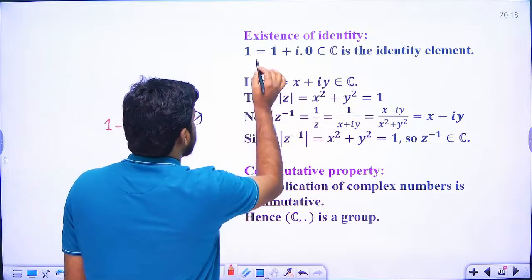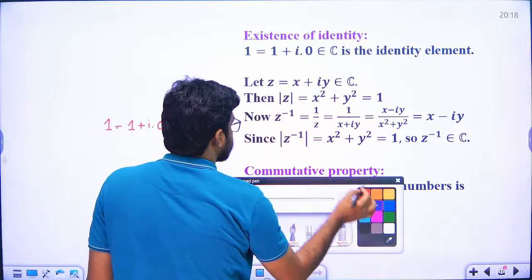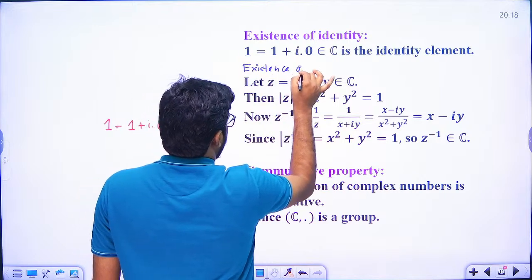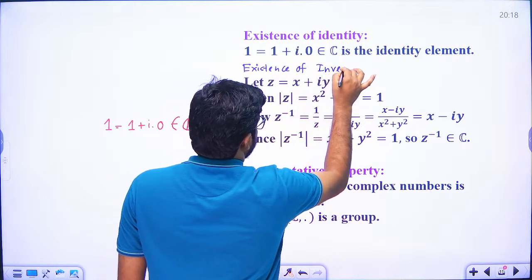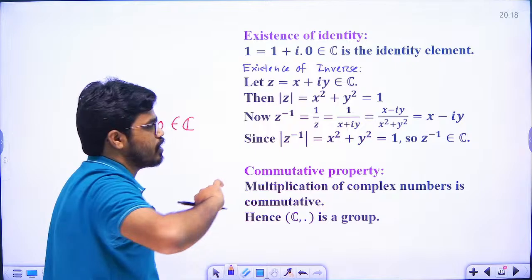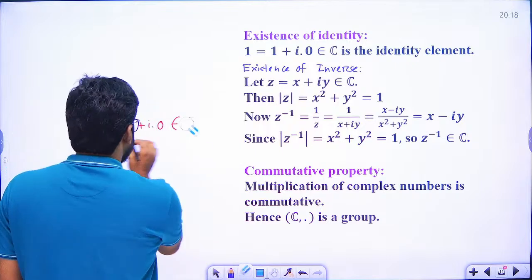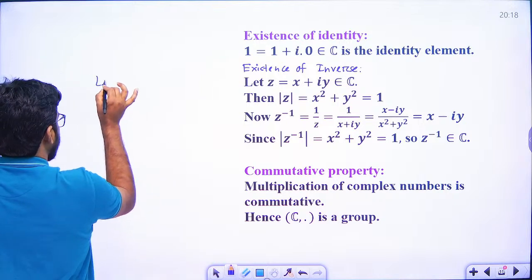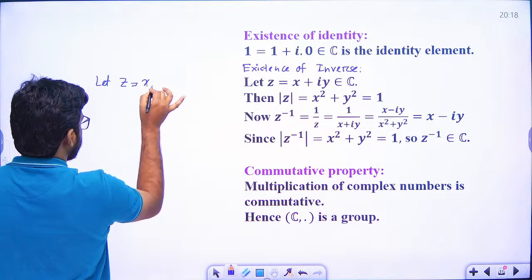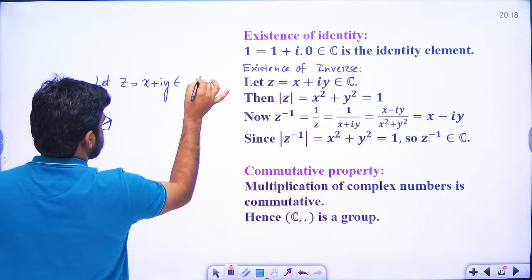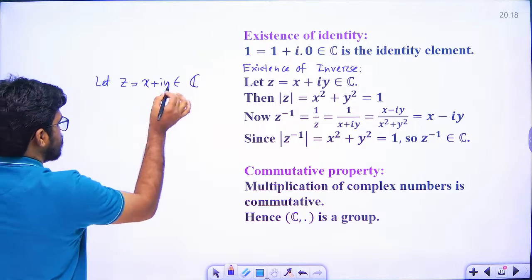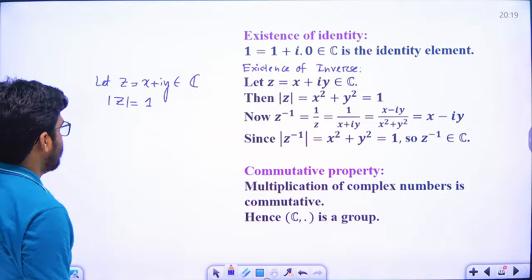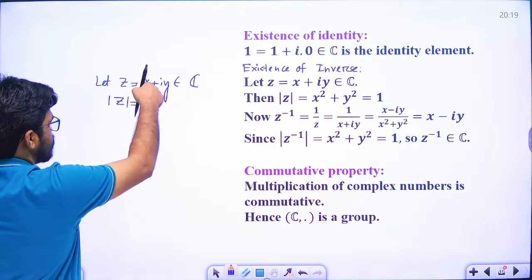So next, existence of inverse. Let us consider an element. Suppose Z is equal to x plus iy. So this belongs to C, right? That means modulus Z is equal to 1.